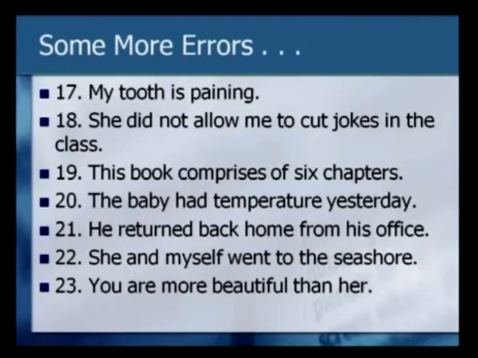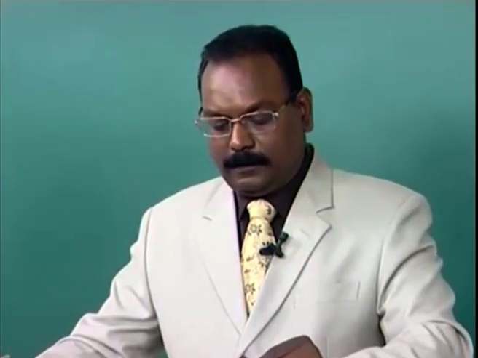Sentence number 21: He returned back home from his office. Again we say this frequently. Identify the error. He returned back home from his office. I am giving a clue, it is again with regard to redundancy. We have already seen one example in relation to redundancy. Identify what is redundant here in this sentence.